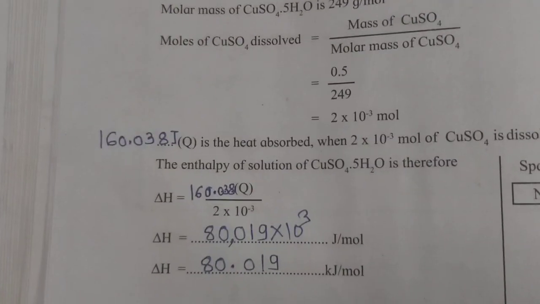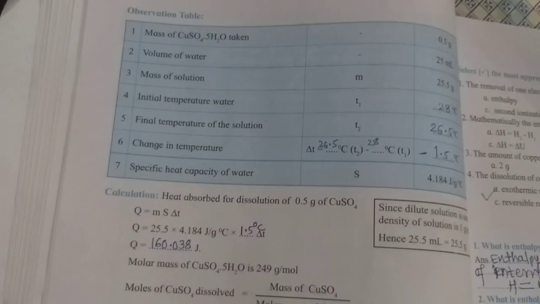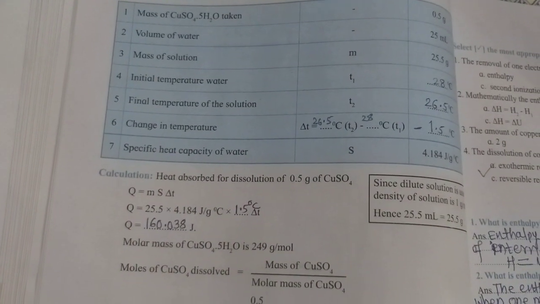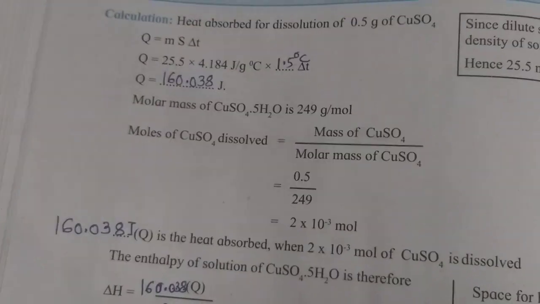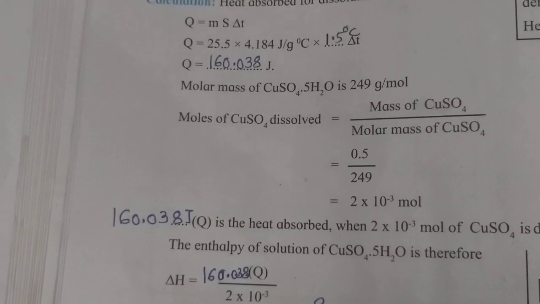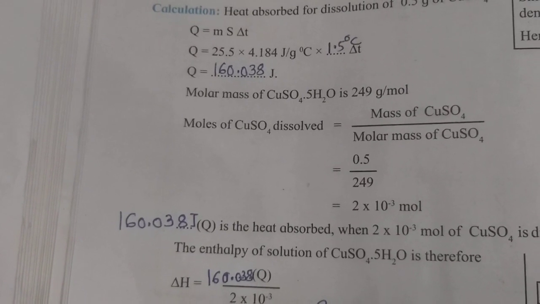Now see the remaining calculation. See here. Now here the difference of temperature they have taken is 1.5. Okay, but our difference is 2. So by taking the 1.5 degrees centigrade, their Q is 160.038 joule.